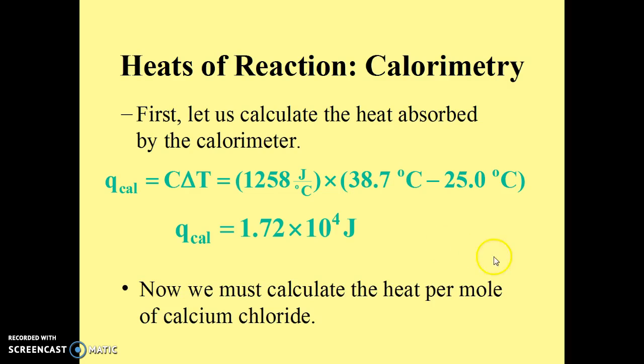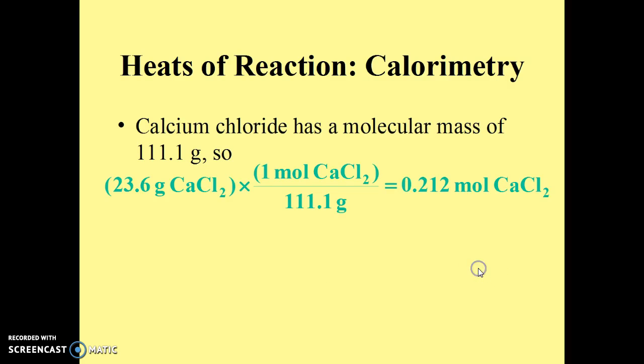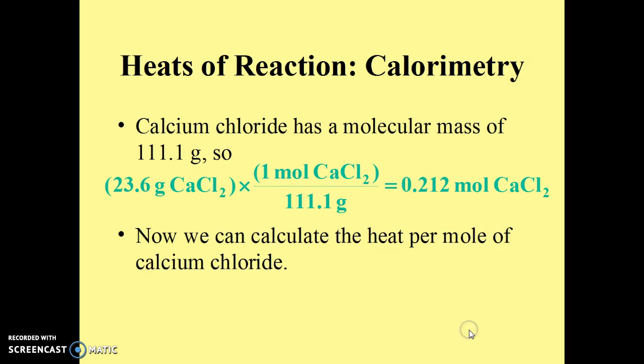Now we calculate the heat per mole of calcium chloride, because all of this heat came from the dissolving of calcium chloride. It has a molar mass of 111.1 grams. So we take the mass of calcium chloride, and we're going to go into the mole hole, by dividing by the molar mass of 111.1 grams. So we now have 0.212 moles of calcium chloride being dissolved.